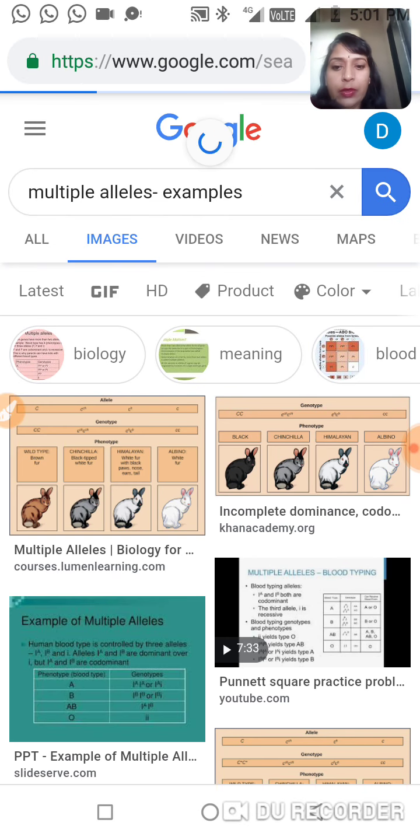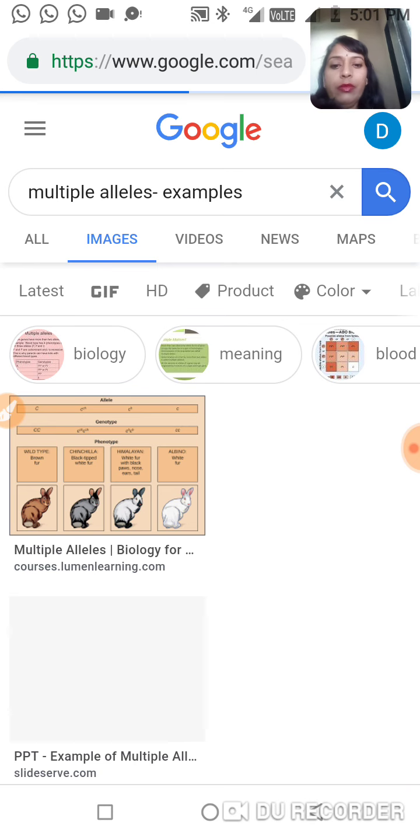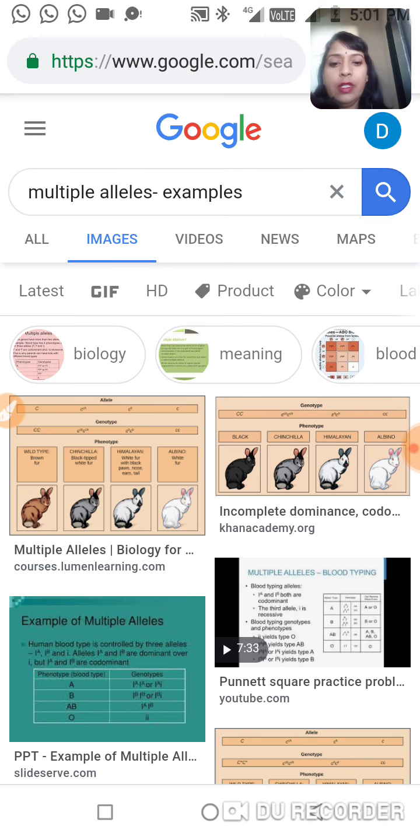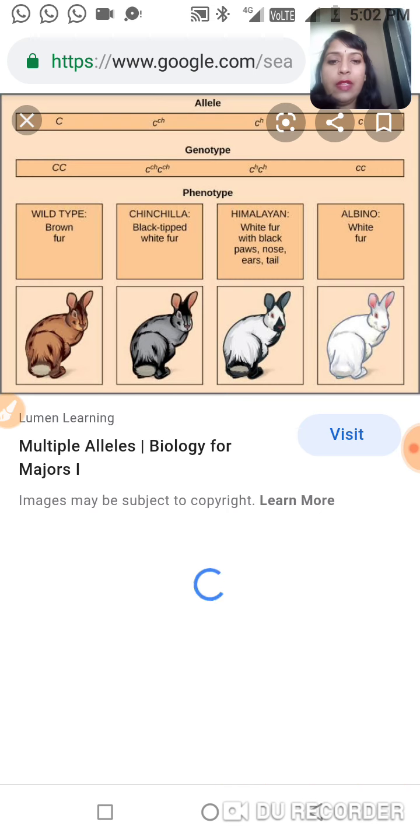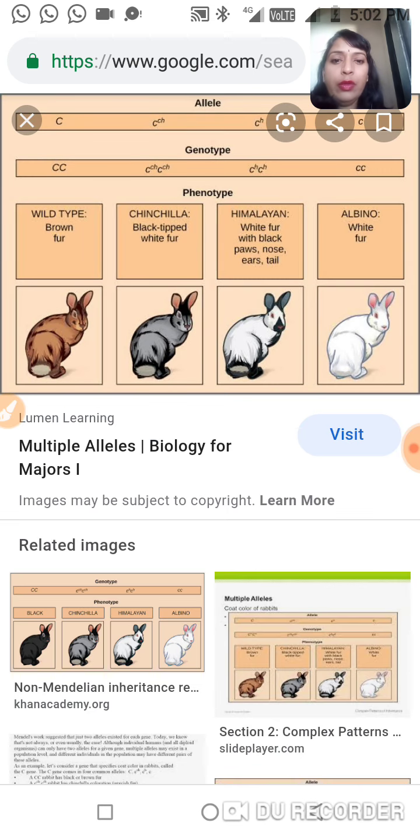Yes, right. Now here is the example of coat coloration in rabbit, right? So here we can see albino, Himalayan, chinchilla, wild type. These have multiple shades of coat coloration: brown, black, off white, and off white with black stripes, as well as albino, that is completely white.